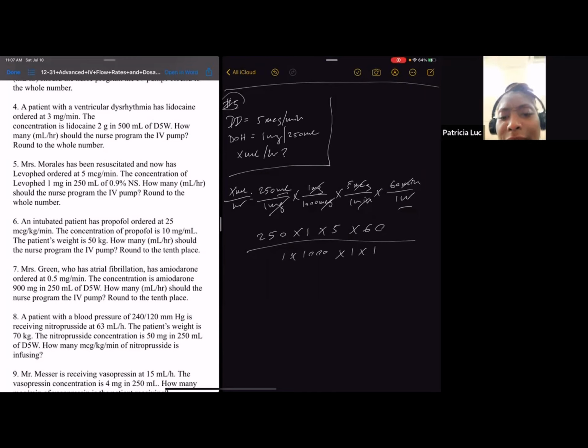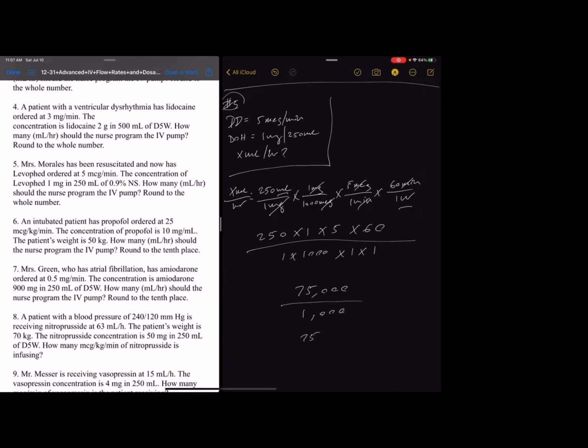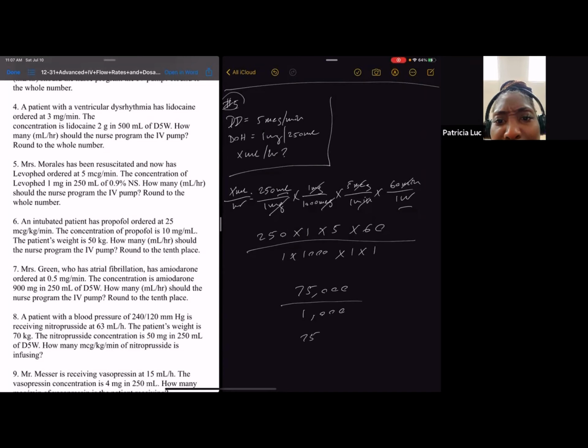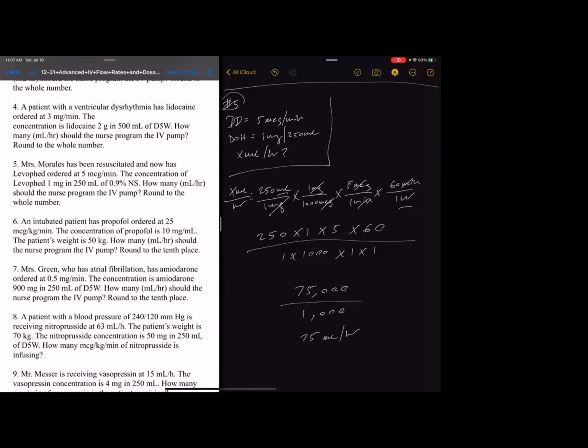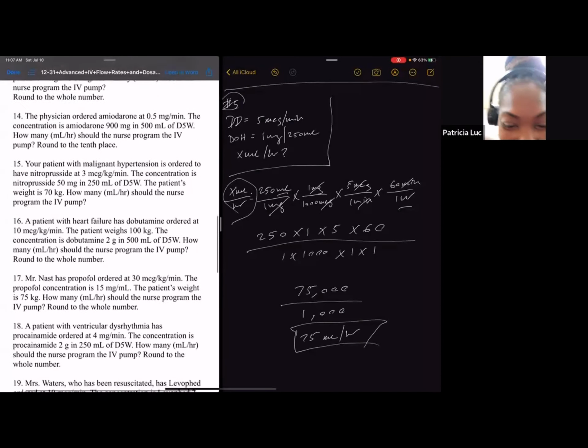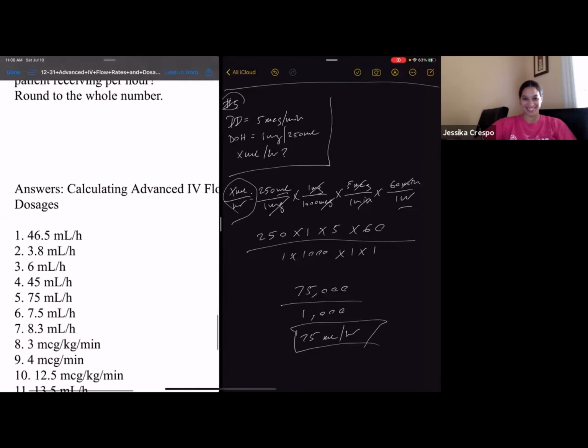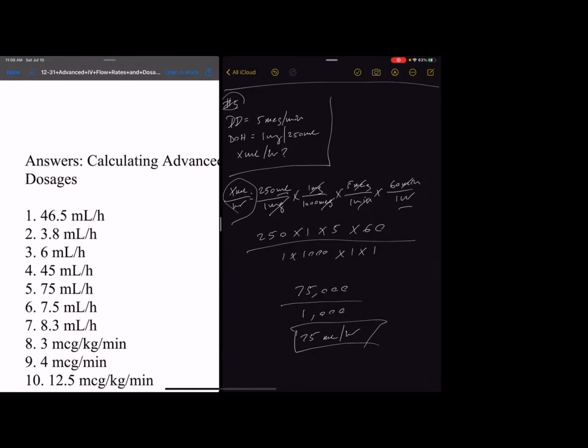I don't have a calculator. Over 1,000. So it's 75. 75 milliliters over an hour. Per hour, because we're looking for mLs per hour, right? Our very first thing, mLs per hour. Oh, I did that. Number 5? 35 mLs per hour.